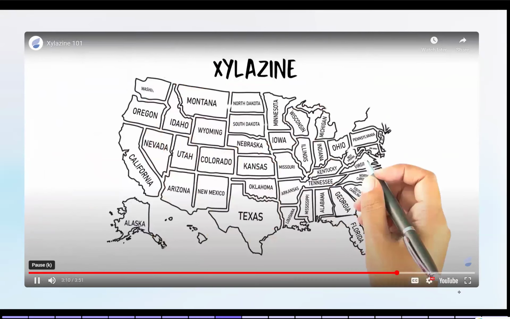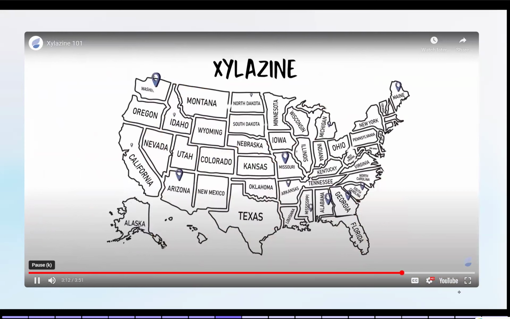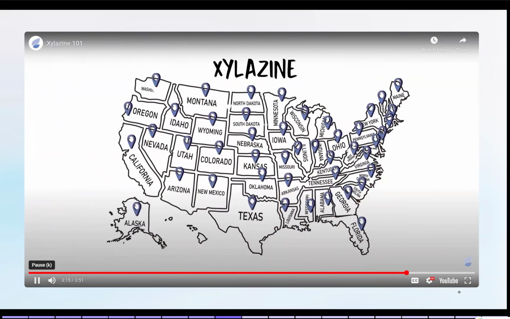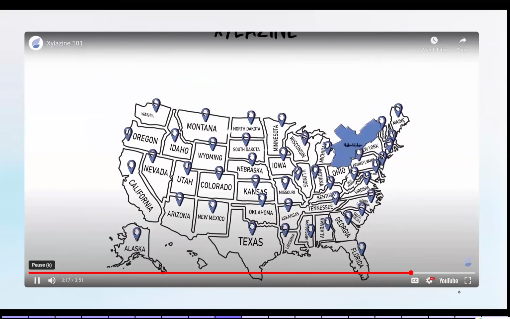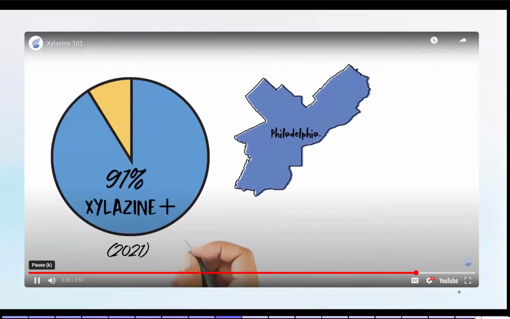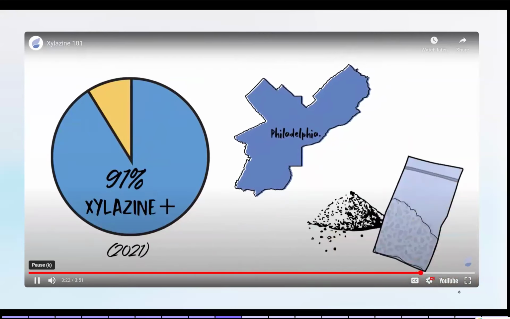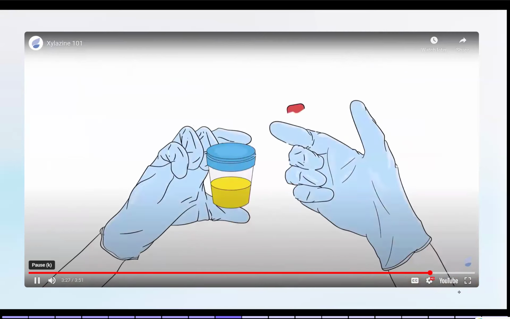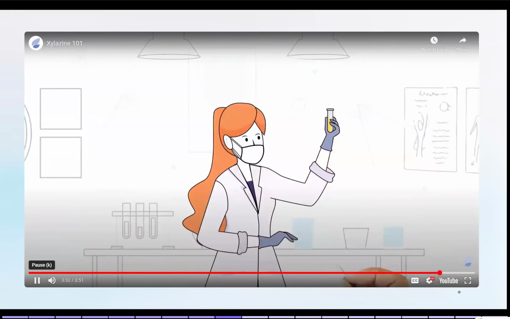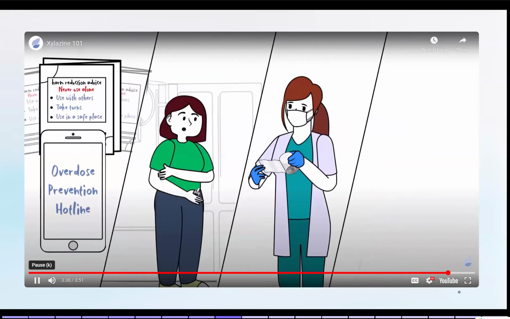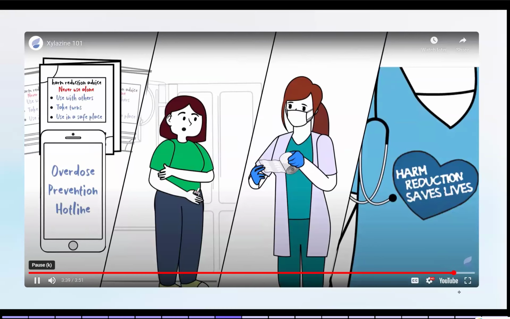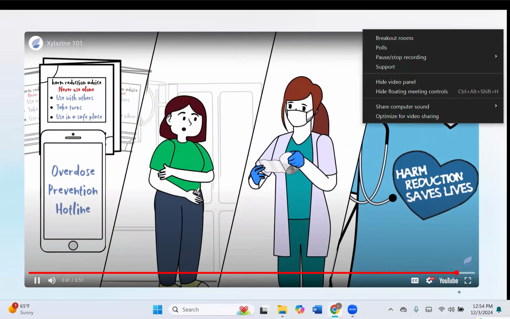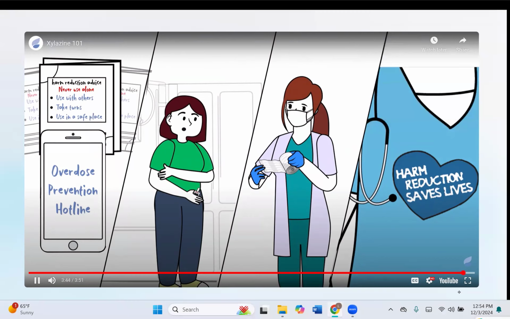Based on limited national surveillance data, a rising prevalence of xylazine in the illicit drug supply exists throughout the country. In places like Philadelphia, 91% of fentanyl and heroin samples tested contain xylazine. Xylazine can be tested for in urine and blood at specialty laboratories or detected in drug samples at local drug checking labs. As the presence of xylazine is increasing in the drug supply, it is critical to practice harm reduction and stay informed on the latest data and recommendations.